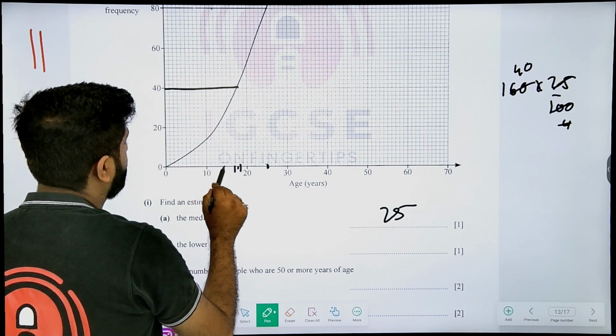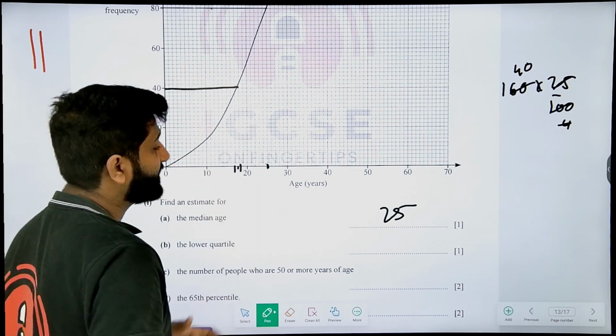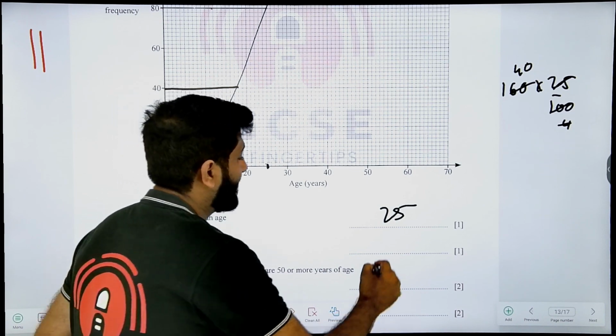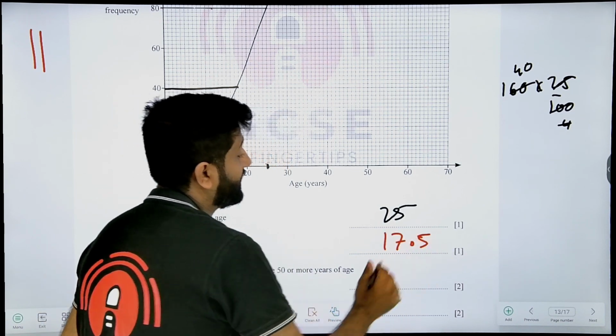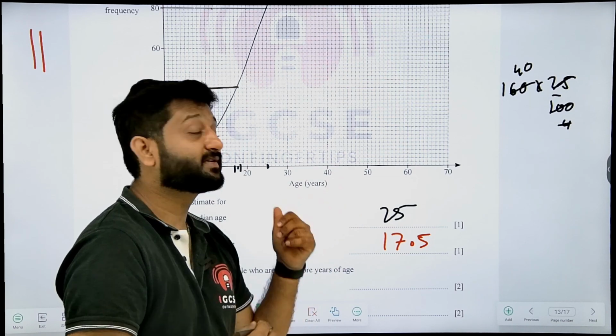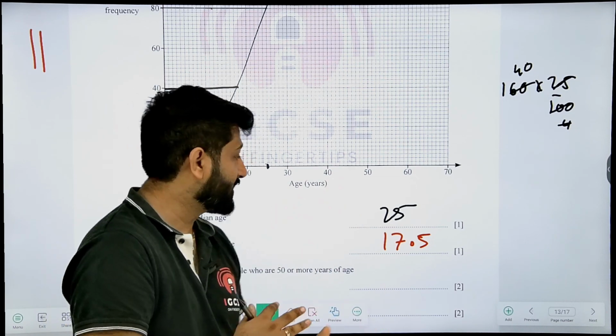11, 12, 13, 14, 15, 16, 17, 18. It is somewhere between 17 and 18. So I'll write my answer as 17.5. I'll attach the PDF. You can solve this together with me so that you are also aware about the questions.